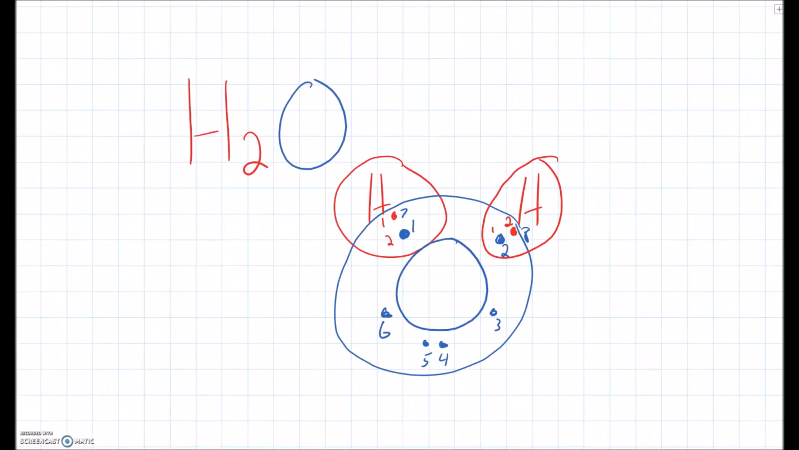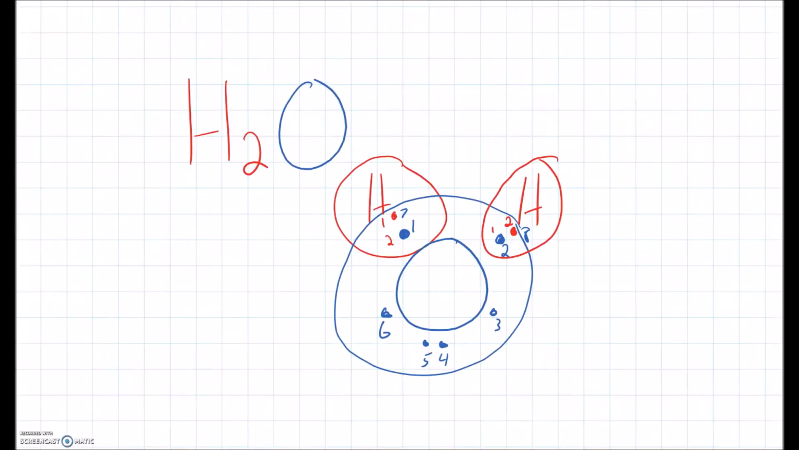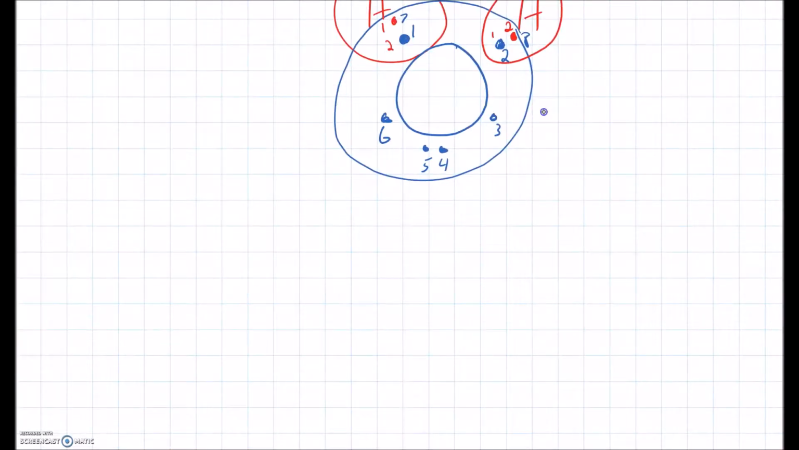So is our hydrogen happy looking at our drawing here? Yes. Is our oxygen happy? Yes. It sure is. Sharing is caring. Let's try some other examples. So let's look at our periodic table. Let's try and bind together 2 nitrogens this time. Nitrogen is in group 15 right there. So let's bind together 2 nitrogens. I'll give you a couple minutes to do that.